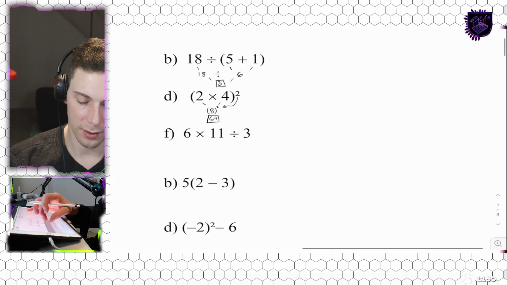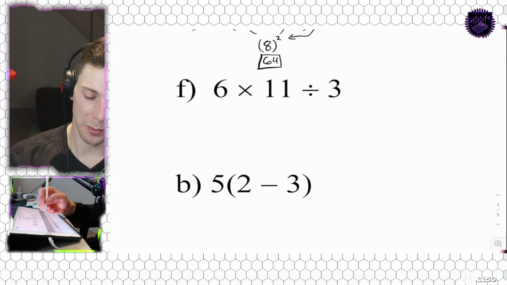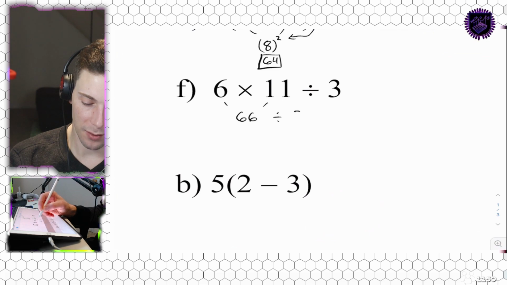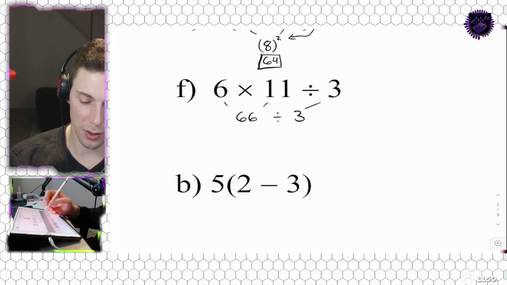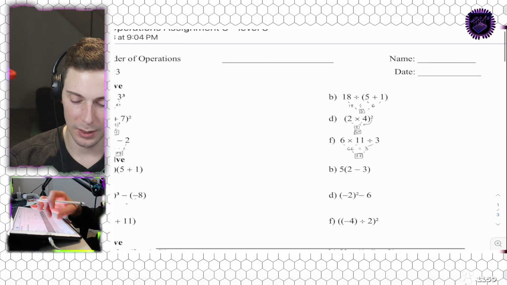1F. Now, order of operations says when there's multiplication and division, we move from left to right. So 6 times 11 is going to be 66. We're going to divide that by 3. Right, we're showing our work, what's dropping down and where it's going. 66 divided by 3 is going to be 22. 3 times 22 will equal 66.